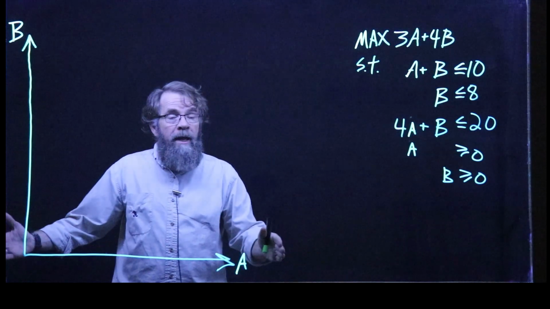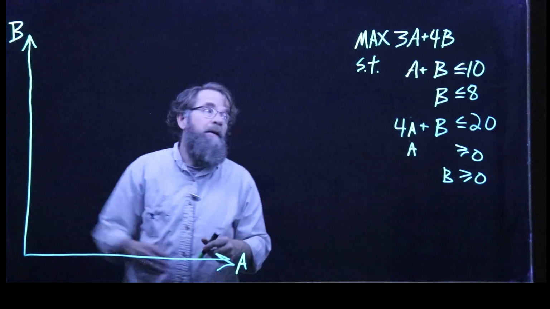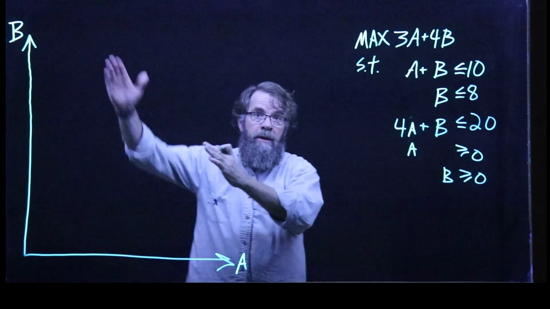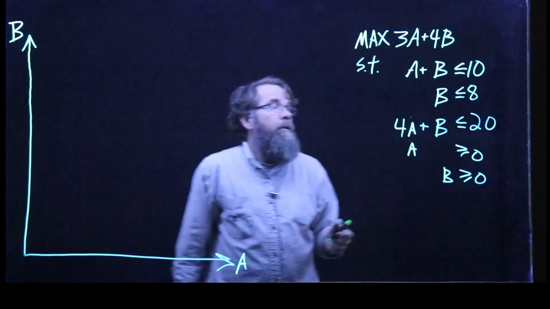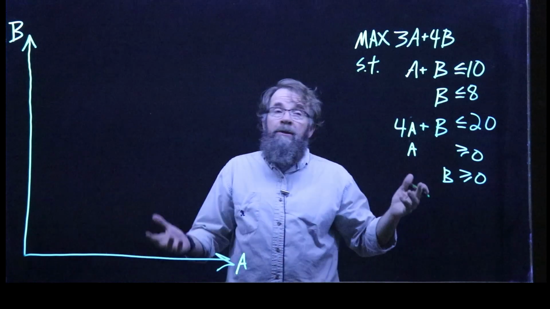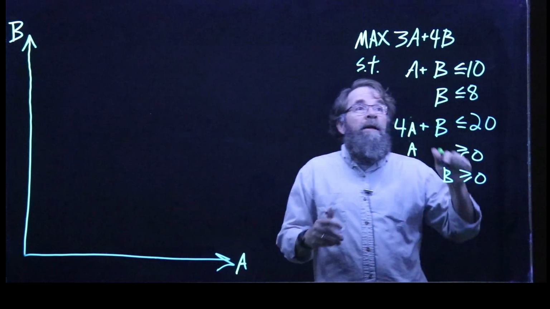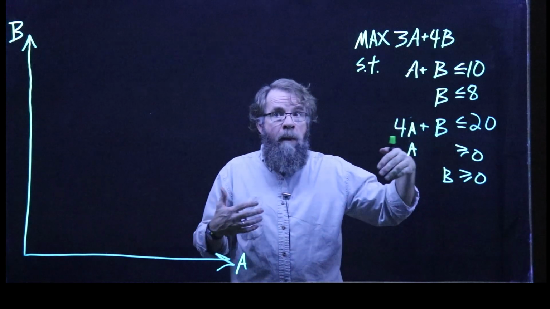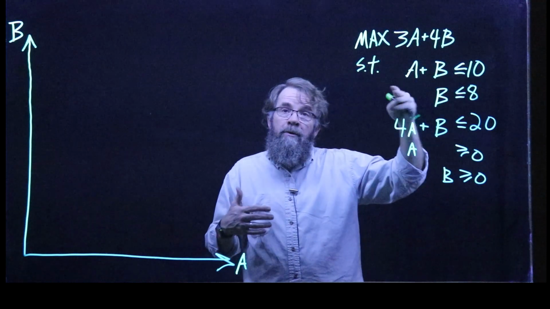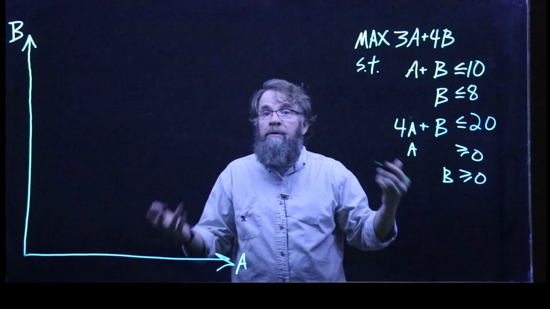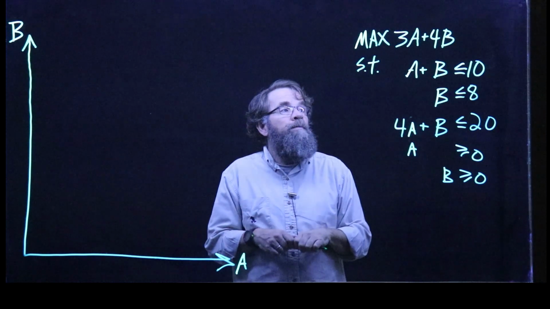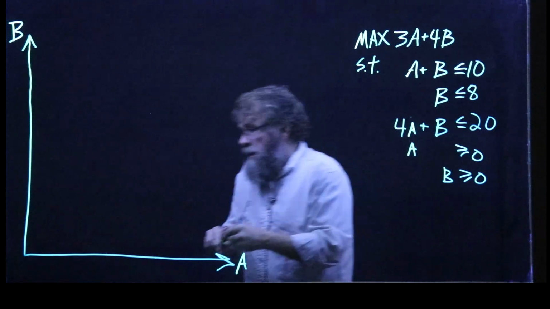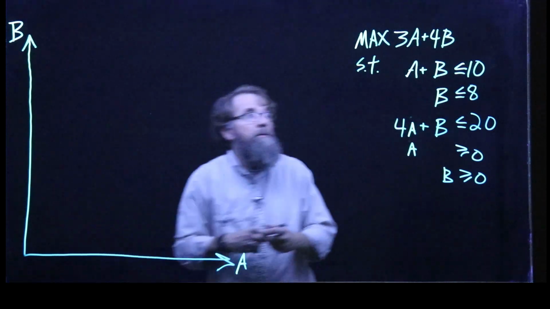I'll graph a on the horizontal axis, b on the vertical axis. Step number one is to find the endpoints of these lines so I can graph them on my graph here. So the process is really quite simple. Put in 0 for a and see what value b would have to be to make the constraint an equality, and then do the same thing for putting in a 0 value for b. So I'm going to try to do a little color coding. We'll see how this works out.